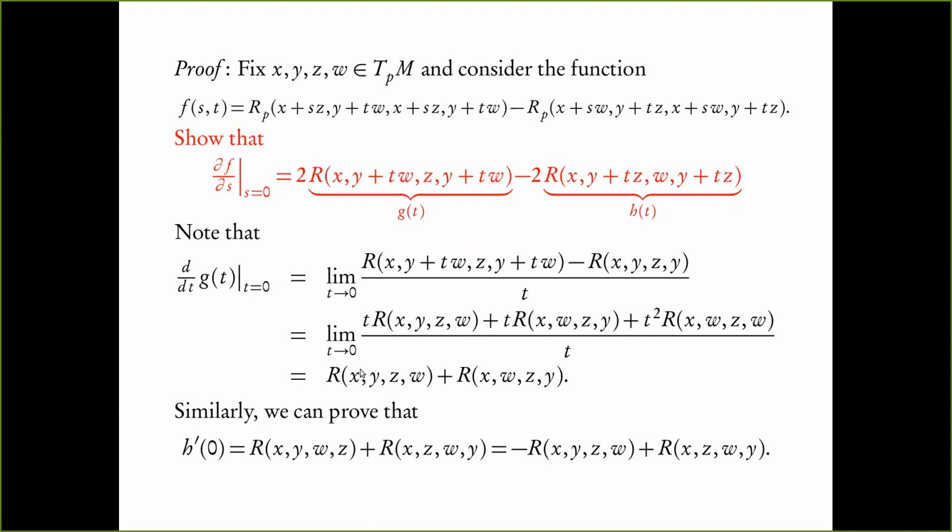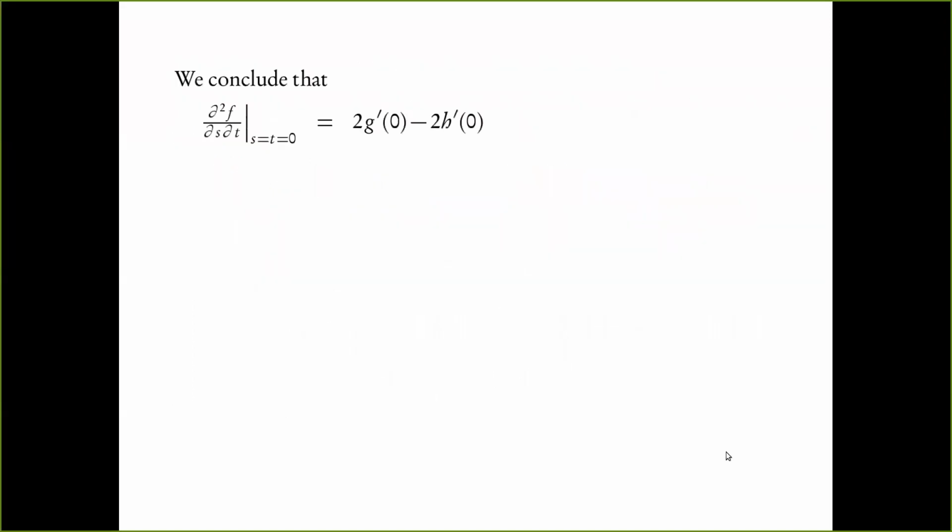You have to take this line over here, which is g prime 0, and subtract off h prime 0, because there's a minus sign in del f del s. If I subtract off, I basically get 2 copies of R(x, y, z, w), and then minus the other. So let me write it down for you. We conclude that the partial that we want is 2g prime 0 minus h prime 0, which is nothing but 4 times the usual Riemann curvature that we want. These are all at p, by the way. I've skipped that. Plus 2 times R(x, w, z, y) minus 2 times R(x, z, w, y).